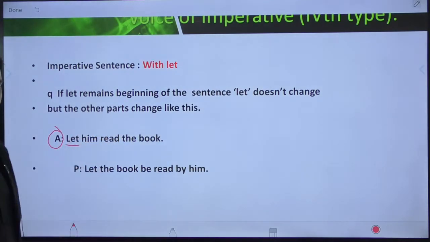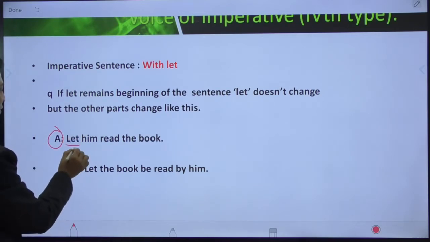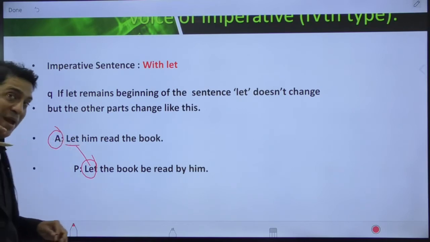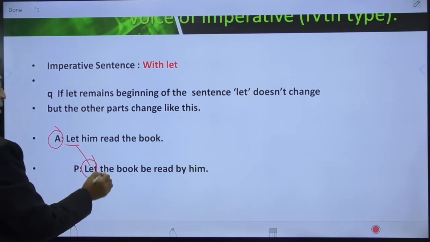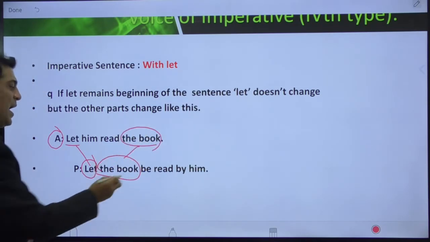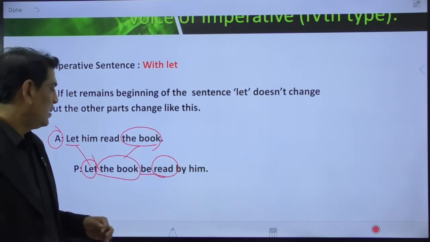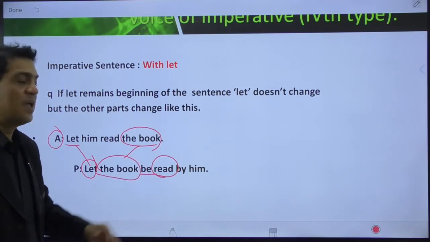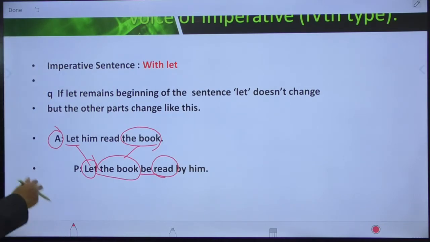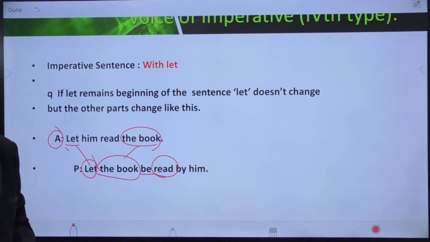Let him read the book. Now you need to convert into passive voice. Let will remain the same. Now this is the object. The object comes here, and be and read. Obviously the pronunciation will be different. Let the book be read by him. So whenever you find a sentence with let and you are asked to convert into passive voice, let will remain the same, my dear friends.